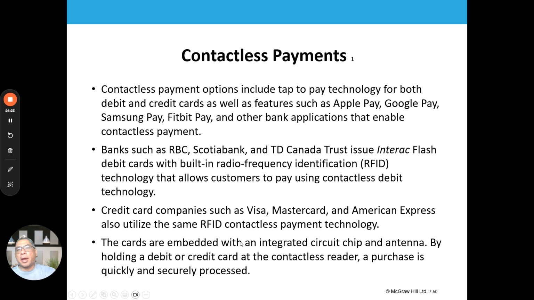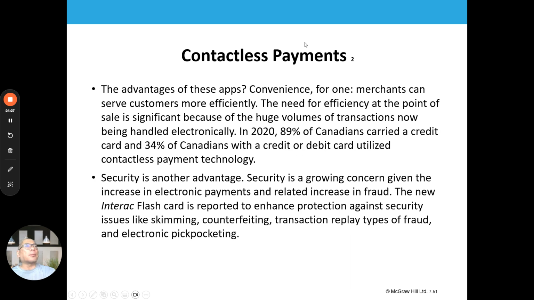This is the way of the future now. Contactless payment is the way of the future. What are the advantages? It's because of the efficiency. In 2020, 89% of Canadians carried a credit card, and 34% carried a debit card. This is the trend now. Everything now goes cashless. Everything uses contactless payment. So you just tap it, use it, Interac. That's the way to do things.